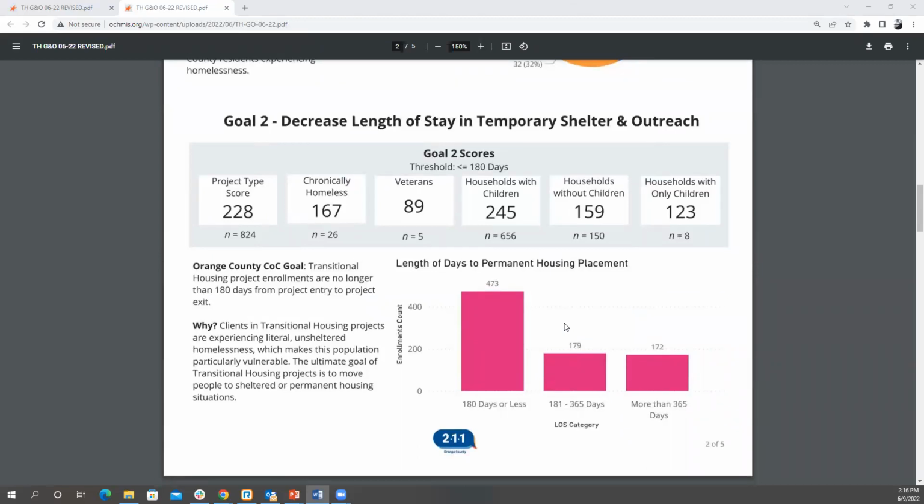For goal 2, length of stay, clients in households with children are staying in the project longer than clients in households without children. And in our little bar chart here, we have the number of enrollments that are meeting the threshold, the 473. So that's 57% of all of the transitional housing enrollments meeting the threshold. And then it's pretty much an even split between those taking 6 months to a year or more than a year.